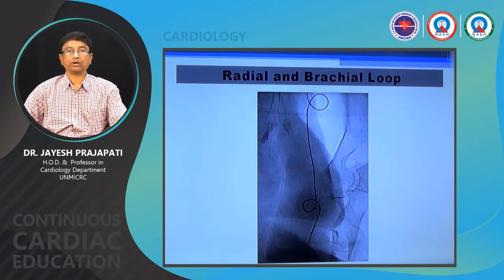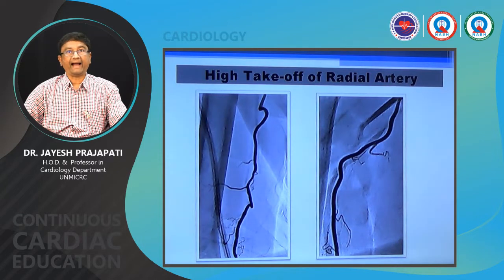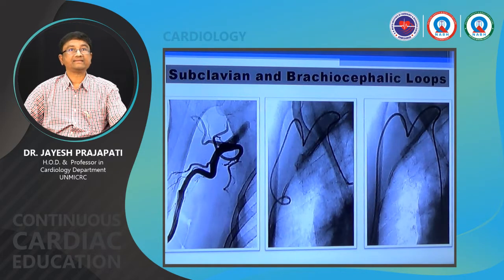There are multiple loops. Multiple loops also you can straighten up with the Terumo, and pushing the Terumo usually straightens them. So these are the high takeoff of the radial artery. So high takeoff can occur. Then you have to go with a proper radial artery, and such kind of subclavian brachiocephalic loops are also there. Then it is very difficult sometimes. In aged patients, these are very such kind of loops.